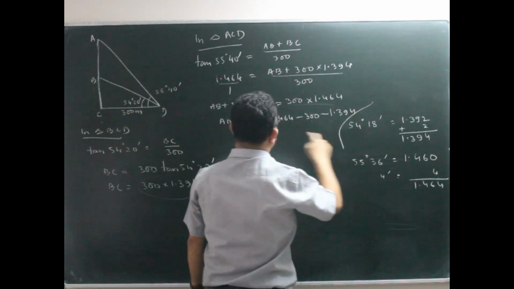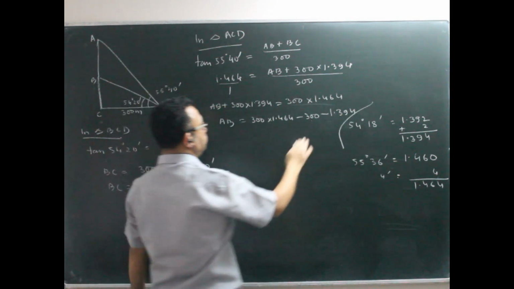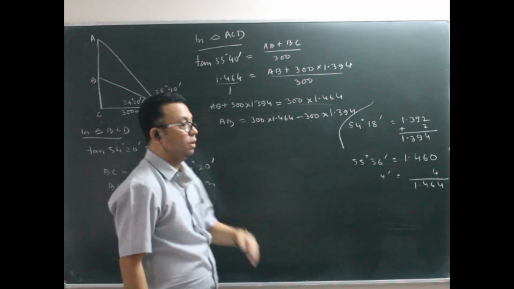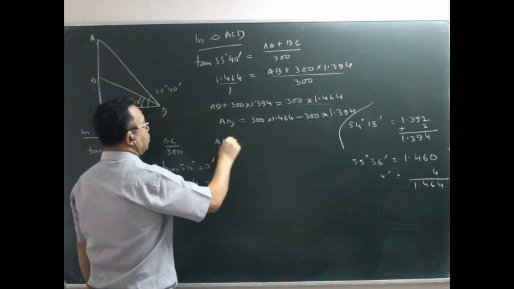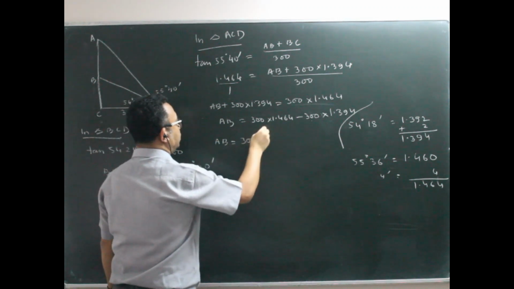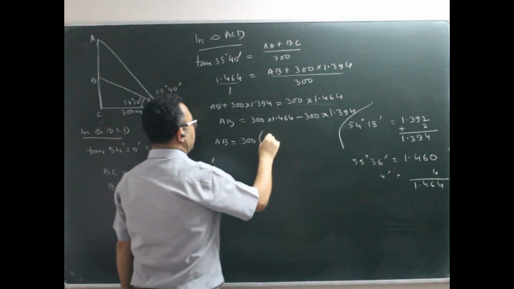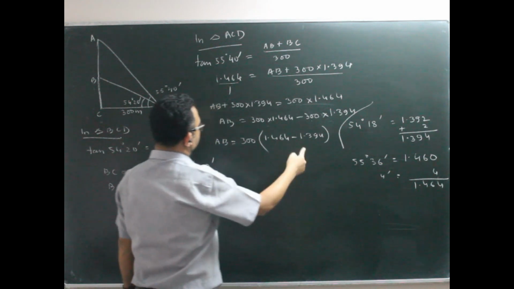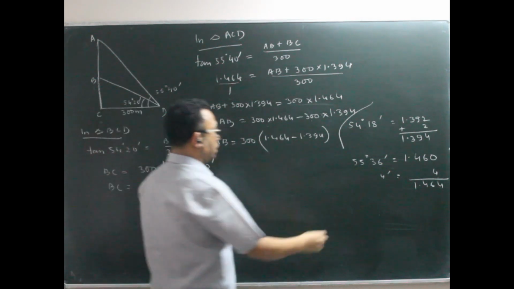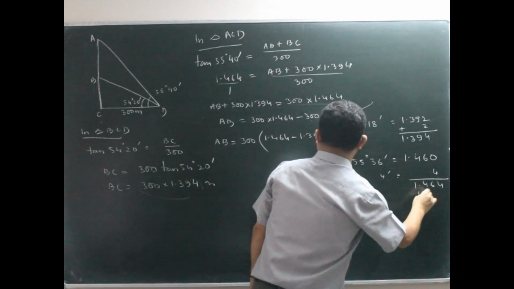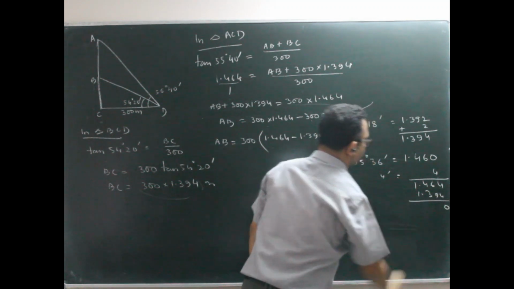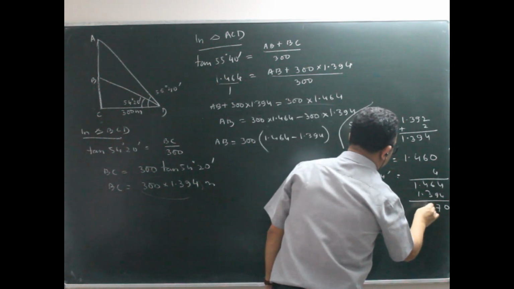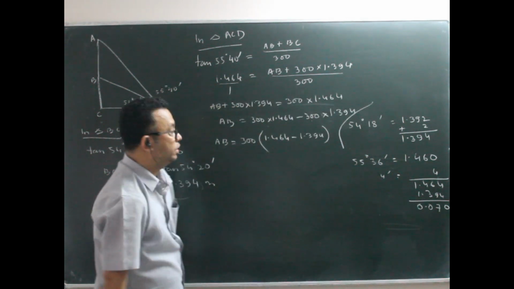Why have I not multiplied this and kept them like this? Because I saw 300 as common. It's 300 here also, there also. Now it will be easy for us to solve. AB equal to, if I'm taking 300 common, it will be 1.464 minus 1.394. Now easily we can subtract it and multiply with 300. Let's subtract: 1.464 minus 1.394. I'm getting 0.07.